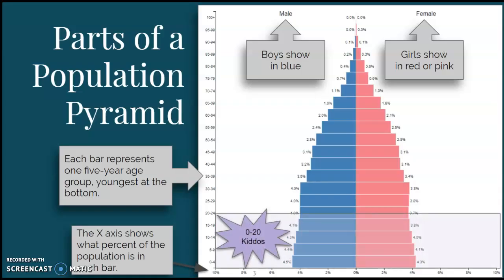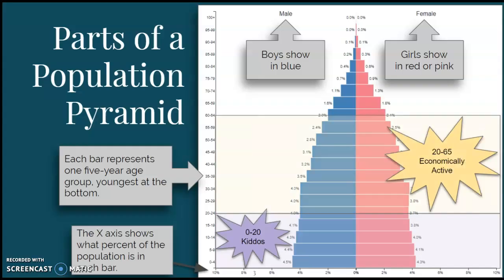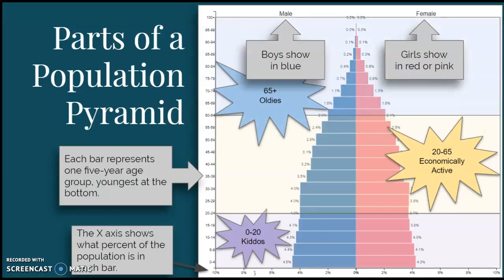We can also divide it vertically. This one is based on economy, where the 0 to 20 age group is young kids that are living at home usually and being supported by their parents. Then we have the economically active age group, 20 to 65. These are the people that are going to work and earning money and supporting their families. And then we have the 65 and up that are generally retired and living on some sort of retirement income.